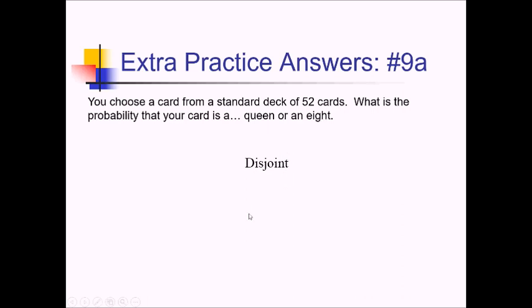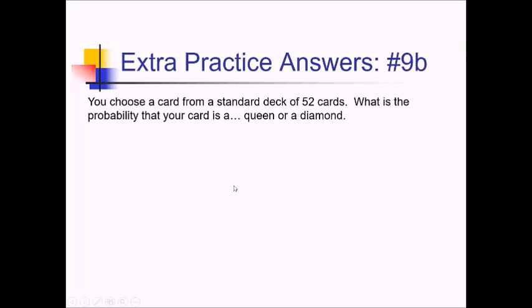So probability of a queen or an 8, let's deal with the queens first. Out of a deck of 52 cards, that's the total possibilities, 4 are queens, 1 for each of the different suits. So that's 4 out of 52. And for the 8s, there's also 4 8s in a deck of 52, so that's plus 4 over 52. And there's no overlap, so we just add these without doing anything else, giving us 8 over 52, which we can reduce to 2 over 13.